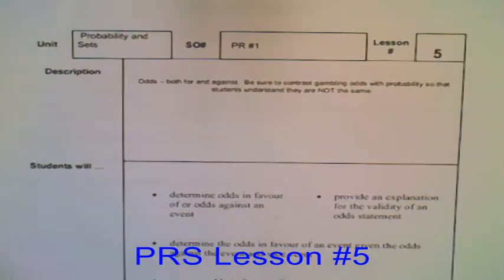This is Probability and Set Theory Lesson 5. It's all talking about odds. Now if I look at odds, odds are kind of like probability. They are related, but they are a little different.